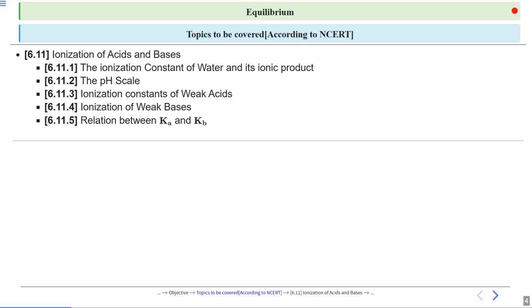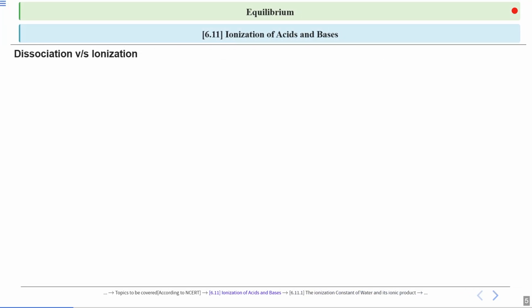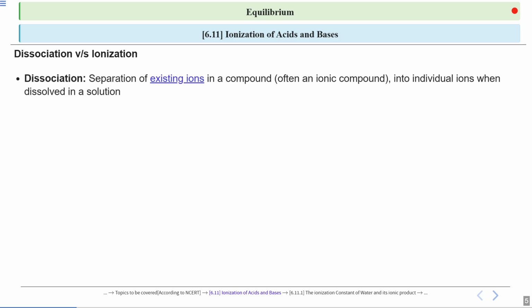Now first let us start with the difference between ionization and dissociation. So before moving on to ionization, you should know what ionization is and what is the difference between dissociation and ionization. First, if I define dissociation, so it is basically the separation of existing ions in a compound. Now what is the meaning of this existing ion? If you consider an ionic compound, then it is already made up of ions. Now the moving apart of these ions away from each other is known as dissociation in a solution.